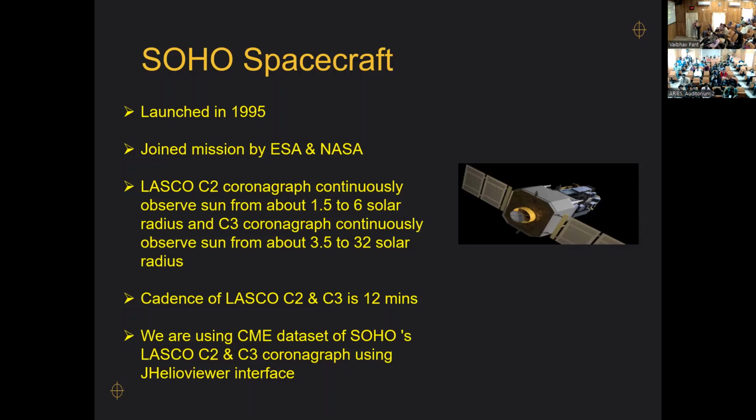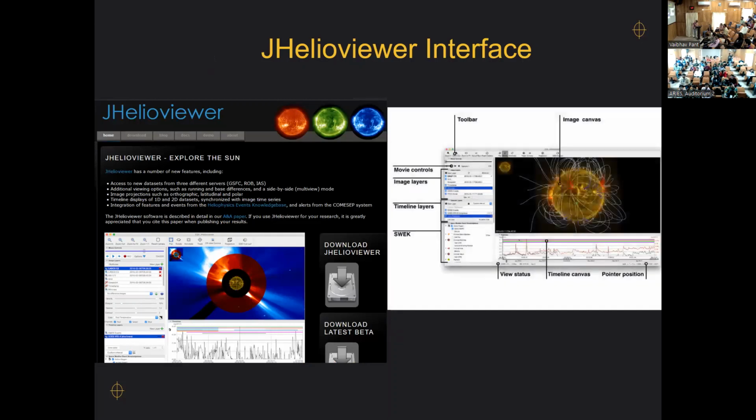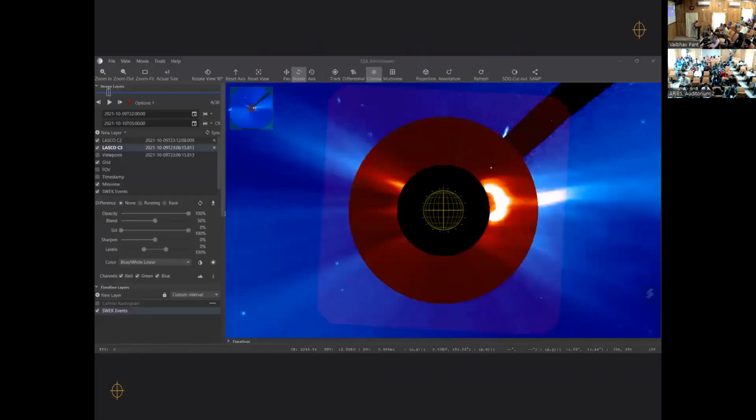And like I already said, we are using the CME data set of the SOHO LASCO C2 and C3 coronagraphs for this project. This is the JHelioviewer interface, what the first page looks like. This is the UI software which we have used for our project. In this UI, we can give the timeline. We have taken the CME from the CDAW data, and from that we considered one date and one specific time to observe the CMEs.